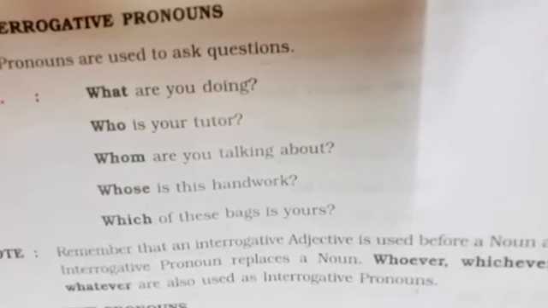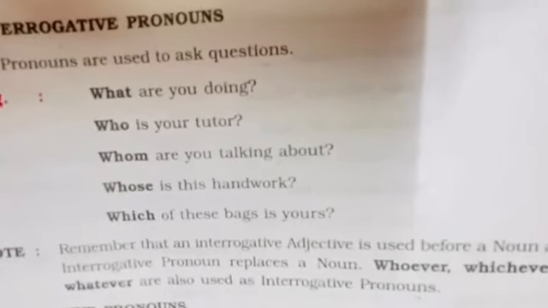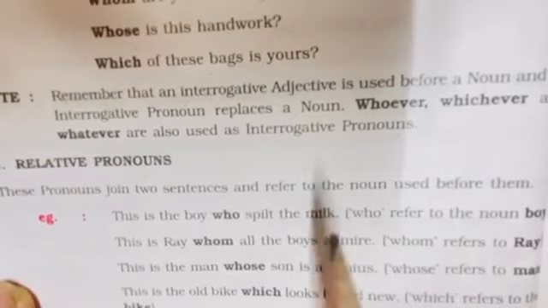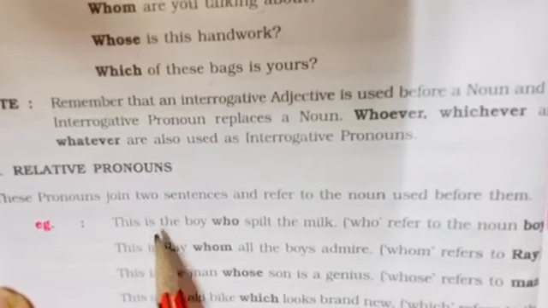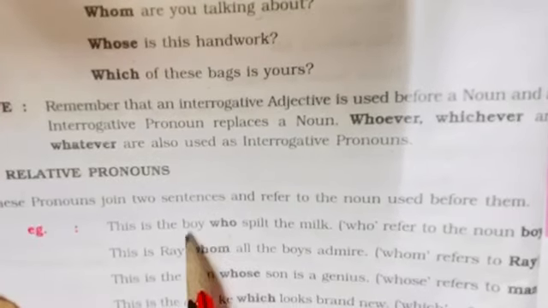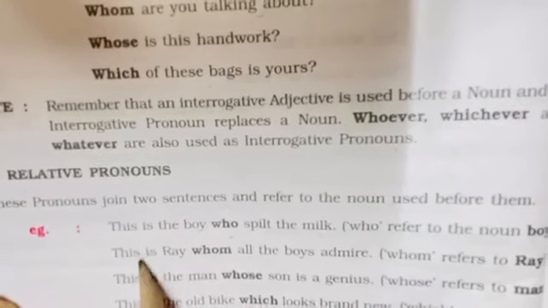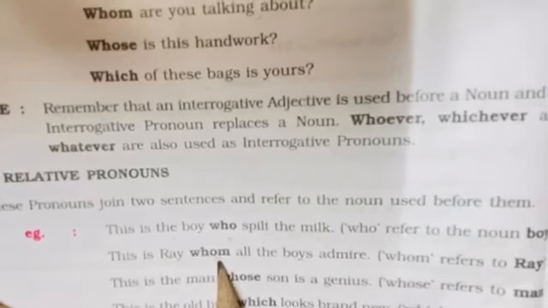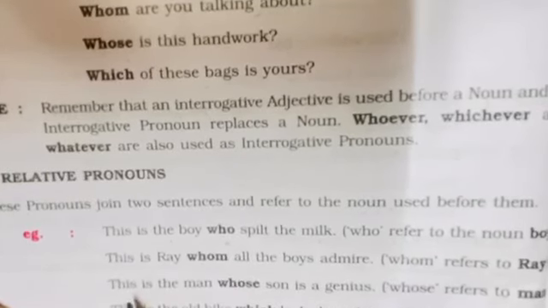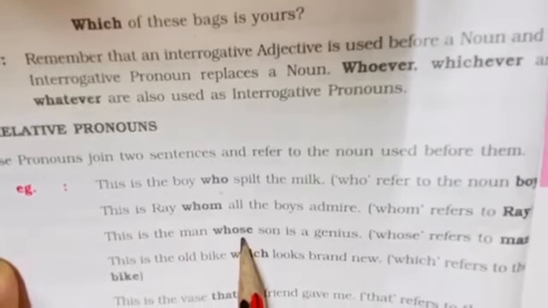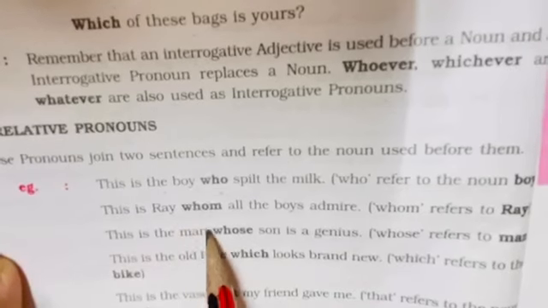Now we move on to the relative pronouns, the fifth kind of pronouns. These pronouns join two sentences and refer to the noun used before them. Like, this is the boy who spilled the milk. Now, who refers to the noun boy. That is Ray, whom all the boys admire. Whom refers to Ray. This is the man whose son is a genius. Now, whose refers to the noun man.